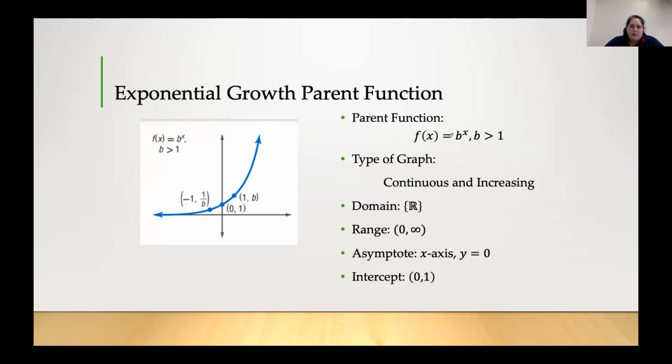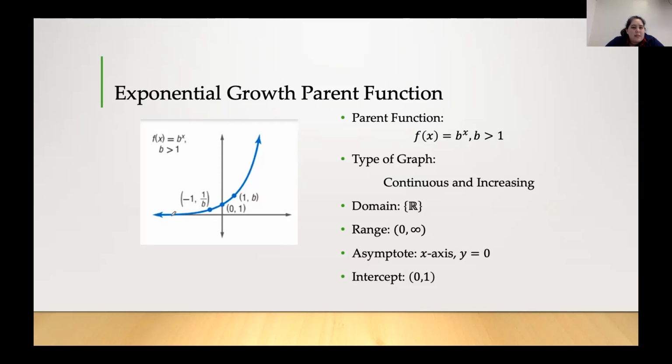So the parent function is b to the x, with b being greater than 1. It is continuous and increasing. The domain is all real numbers, and that is the case for all exponentials. Your range is 0 to infinity. It does get a parenthesis. You have an asymptote, which is at y equals 0.